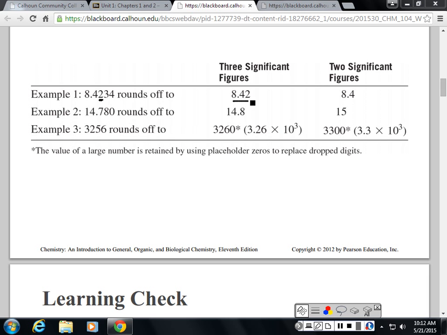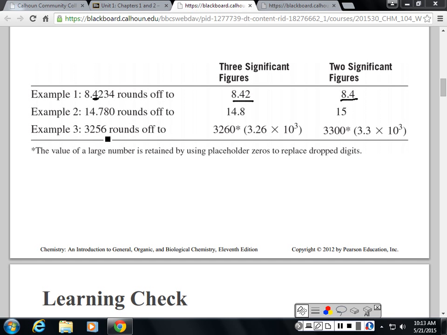If I'm asked to round to 2 significant digits, now I'm going to look at my 2nd significant digit, 8.4, and I look next to it. It's a 2, so that means I round down to 8.4. We're going to skip to example 3. You can check your example 2 there.